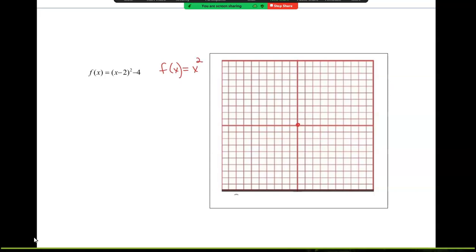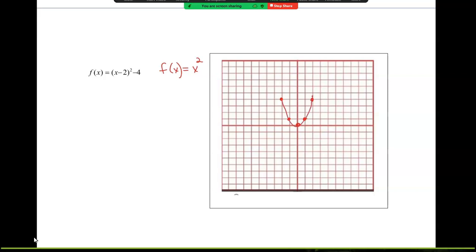So if I put a 0 in for x, I get a 0 back. If I put a 1 in, I get a 1 back. If I put a -1 in and square it, I get a 1 back. If I put a 2 in, I get a 4 back. 1, 2, 3, 4. And then symmetry tells me if I put a -2 in, I also get a 4 back. There are 5 lovely points in red.